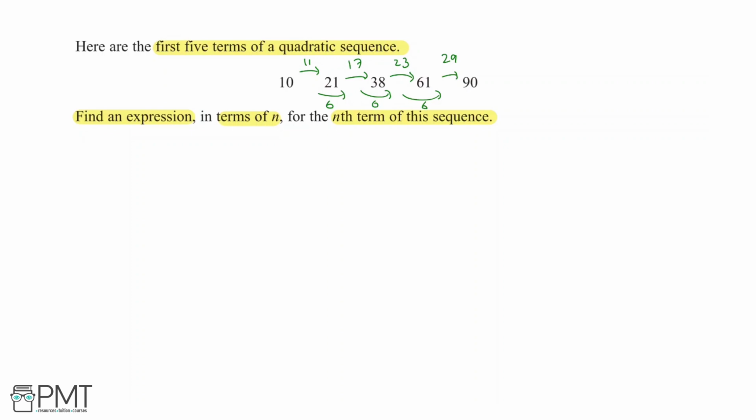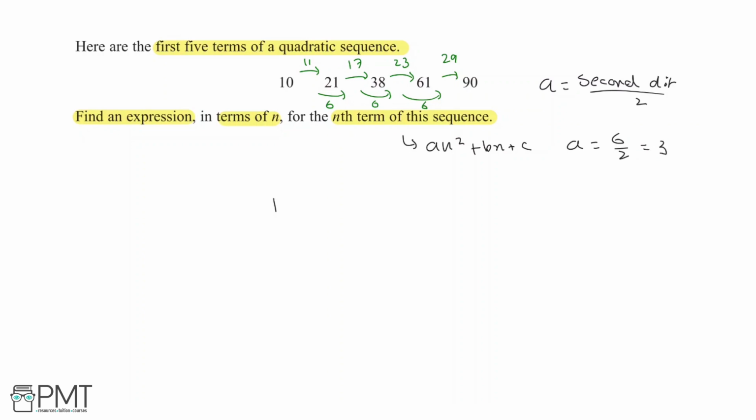So if we're giving our nth term as an squared plus bn plus c, because it's quadratic, a is going to be the second difference divided by 2. This is a rule. So it means that a equals 6 over 2, which equals 3.